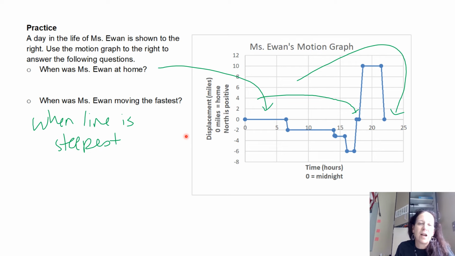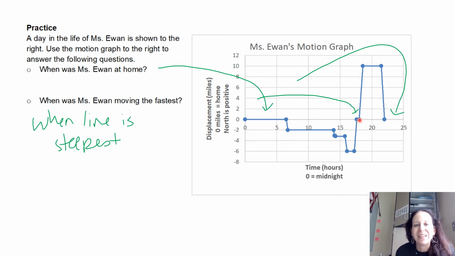This graph is just really bad. If you were in class today, which was an A day, I kind of complained about this graph a lot. When was Ms. Ewan at home? Here, here, and here, wherever they are. I don't like it because we don't have any numbers to really accurately place this. Somebody said 7. Sure. I mean, close enough.